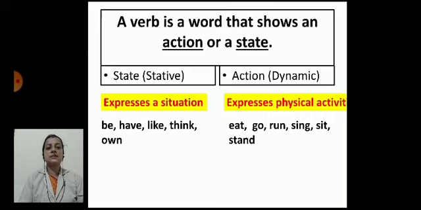A stative verb, or state verb, expresses a situation. Examples are be, have, like, think, own. An action verb expresses physical activities. Examples are eat, go, run, sing, sit, stand. All these words show action, so we call them action verbs or dynamic verbs.